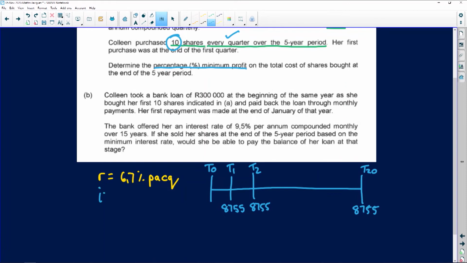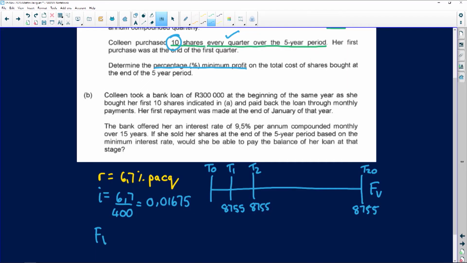First thing to deal with is 6.7. I need to divide that by 400, and that gives me 0.01675. That's the value of i. I want to know the future value in this account so I can work out how much she earned, and how much percentage profit she made.